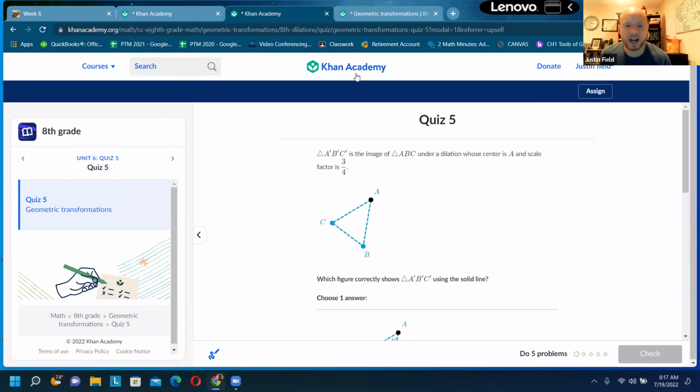So let's talk about dilations. Dilations are a size change. So your pupil can dilate at the eye doctor. It gets bigger or smaller. Dilations happen by a scale factor, and what we do is take the side of an image divided by the pre-image corresponding side, and that gives us our scale factor.